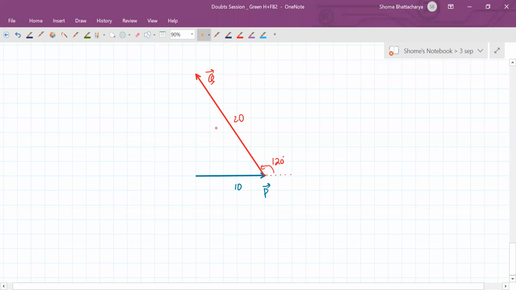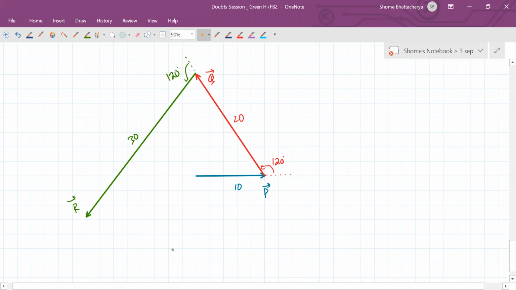Okay. So now to this we have to add R. So the vector R, when we add it, it will be added here. We'll add like this. So this is 30 in length, and this will be such that, see, this angle is 120. Okay.